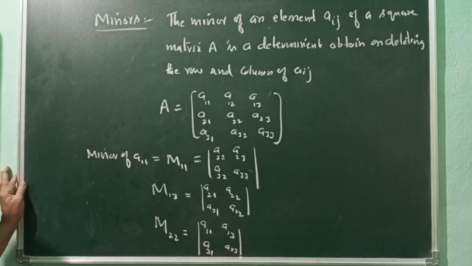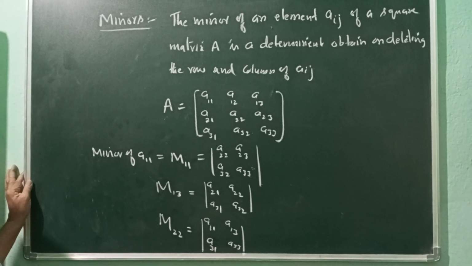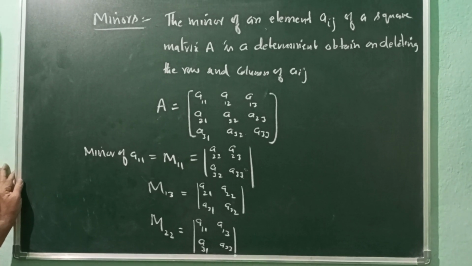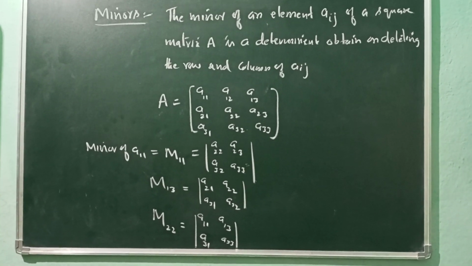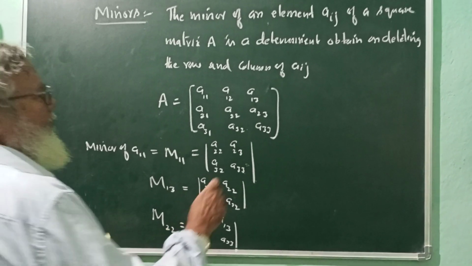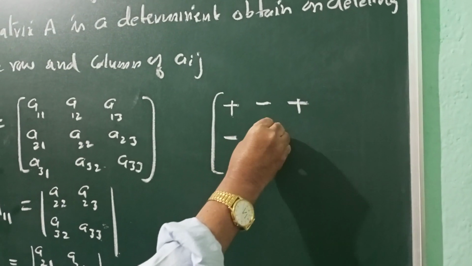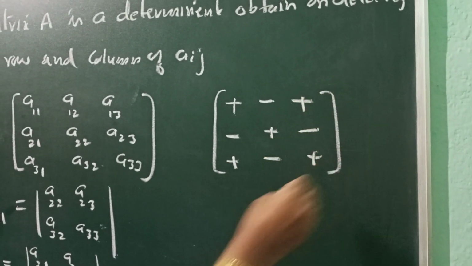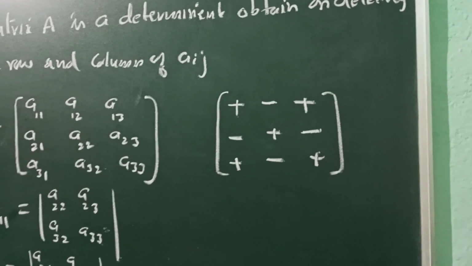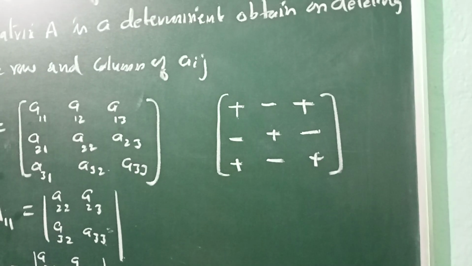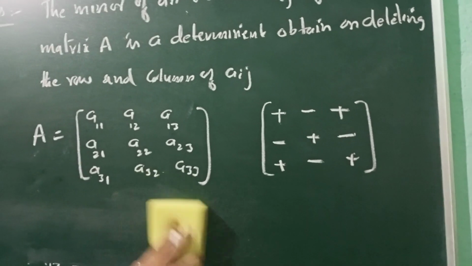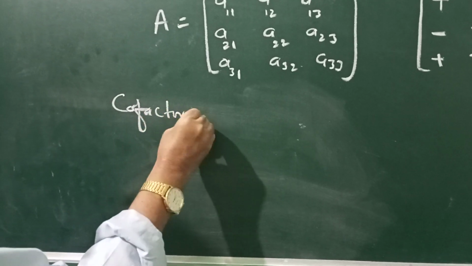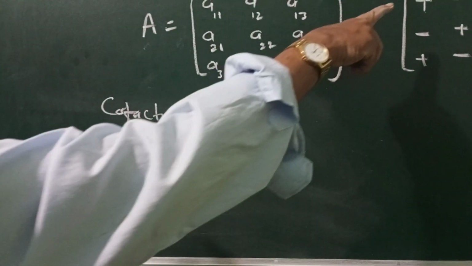Now if the minors are considered along with the appropriate sign, it is called a cofactor. What are the appropriate signs? We already know the appropriate signs are given by plus, minus, plus, minus, plus, minus, plus, minus, plus. The cofactor should be considered along with the appropriate sign.